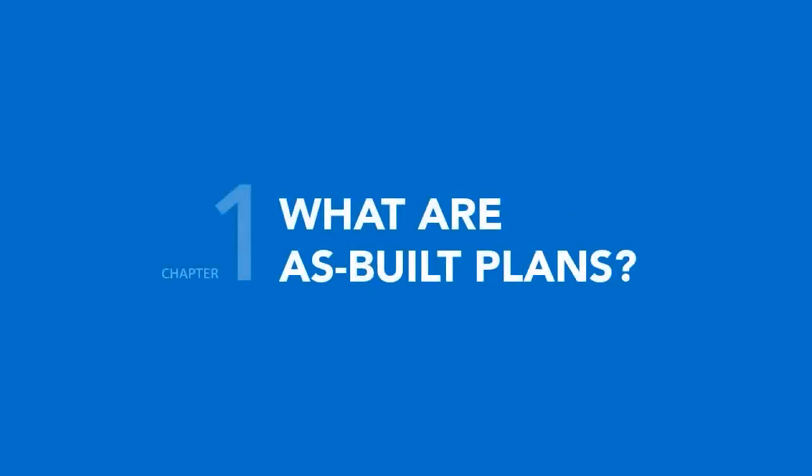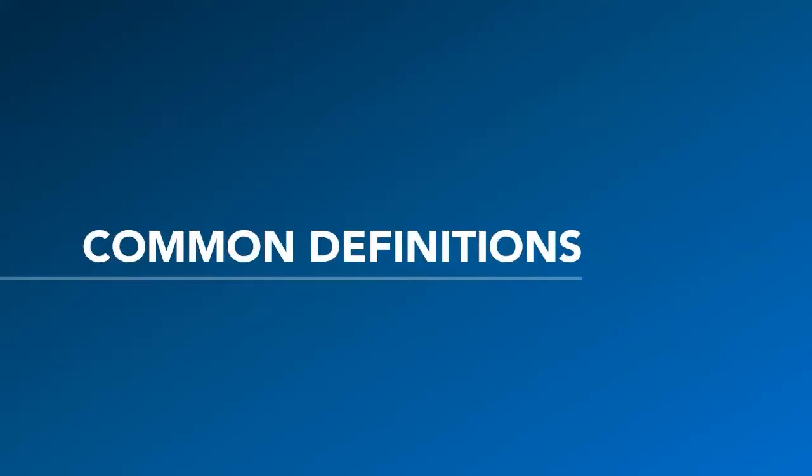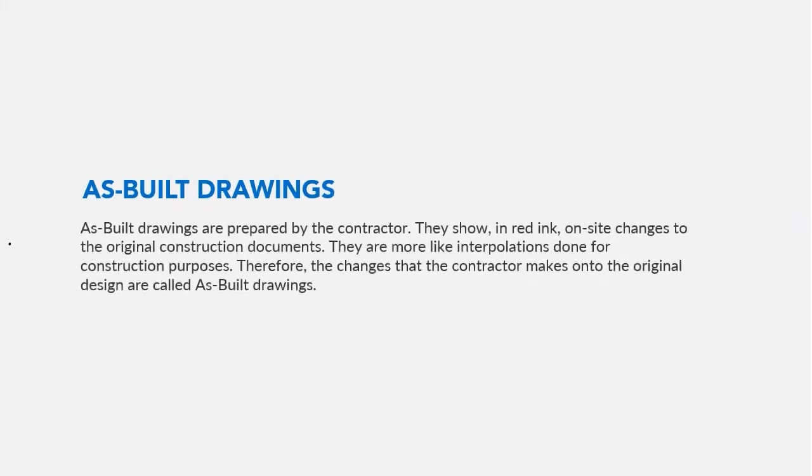Chapter one, what are as-built plans? Some common definitions. When looking into the actual definition of as-built plans, what one will most likely find is a definition that concerns as-built plans being created after or during new construction or after or during a renovation. What we found is as-built drawings are prepared by the contractor. They show in red ink on-site changes to the original construction documents. They're more like interpolations done for construction purposes. Therefore, the changes that the contractor makes onto the original design are called as-built drawings.